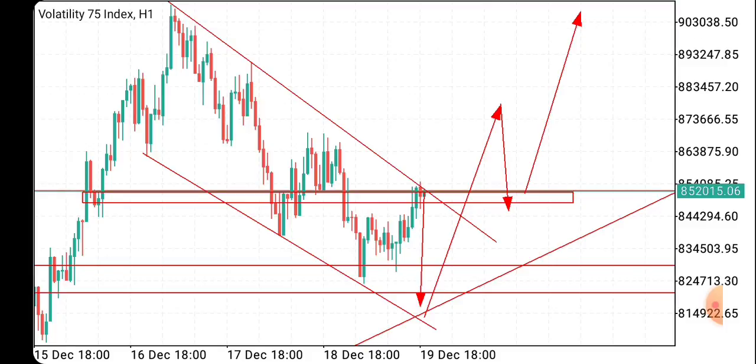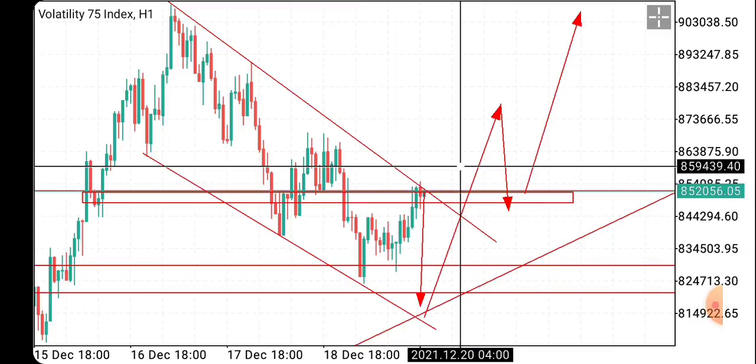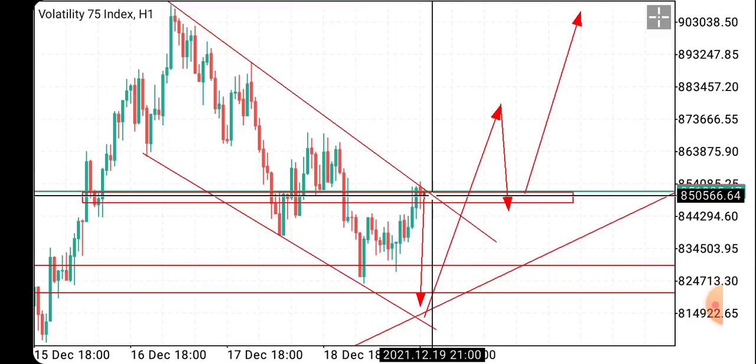So when you do your analysis, that is the first step, and then you now wait for price to move accordingly. And if it moves otherwise, you let it go and you look for another opportunity. So this is what we are now waiting for. We are waiting for price to move. When you do your analysis, you have to be patient. Trading is all about patience.